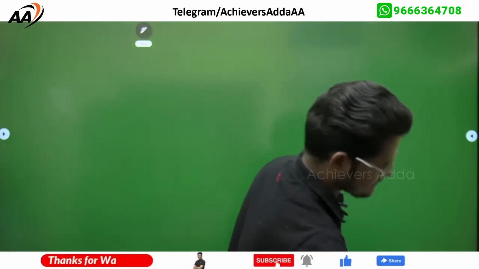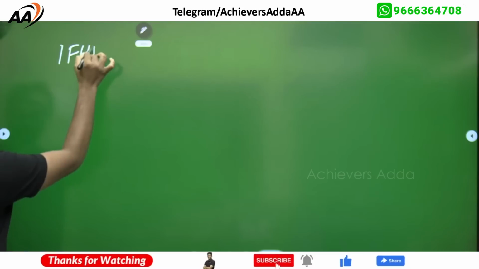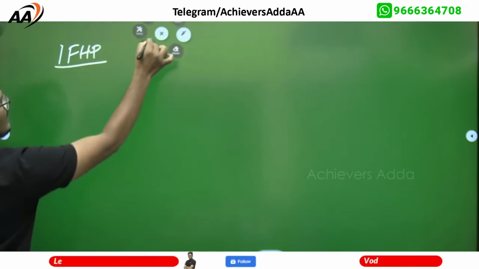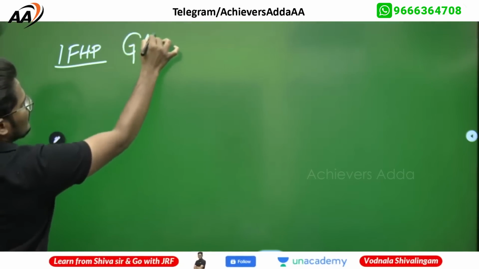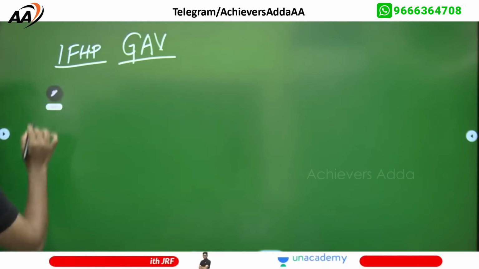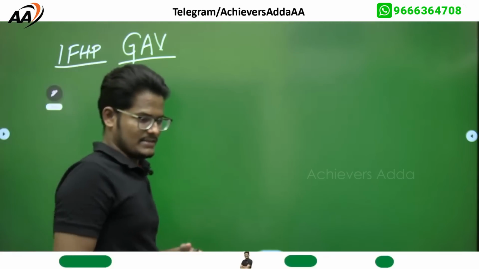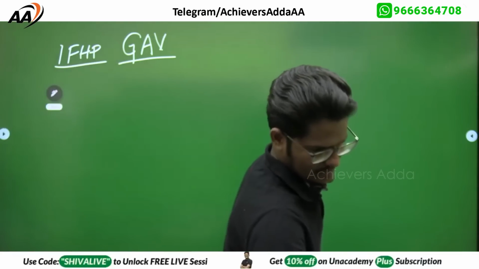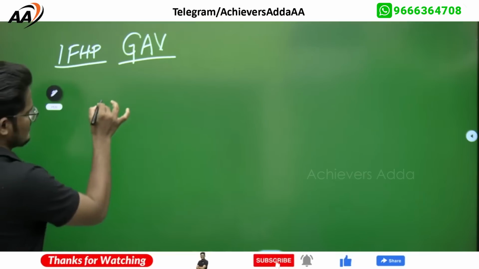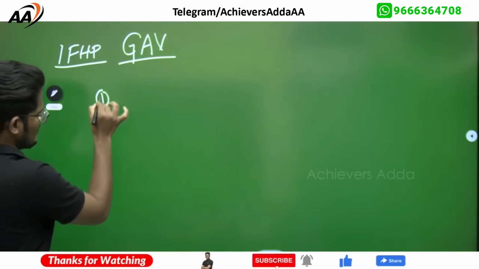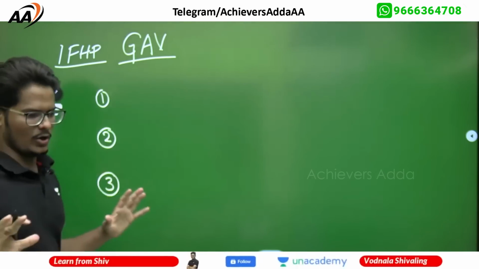in the income tax, income from house property, GAV calculation, gross annual value. How to calculate GAV and how to arrive at an annual value, and what are the steps and sequence. They are also asking a sequence and steps. Right? Step number 1, step number 2, step number 3.